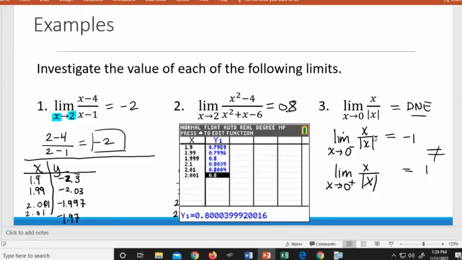Yeah, because we see these are opposites of one another, but we want a clear one answer every time, one particular real number, if possible. And so, because they don't match, even if they are opposites of one another, we'll just say does not exist.